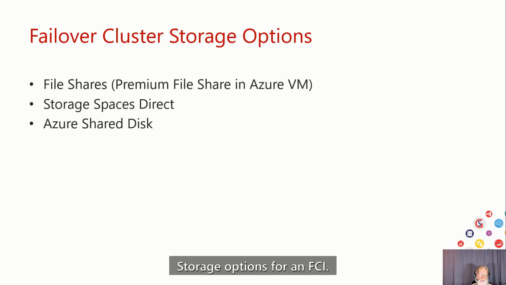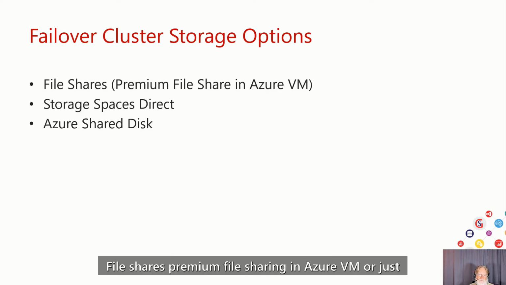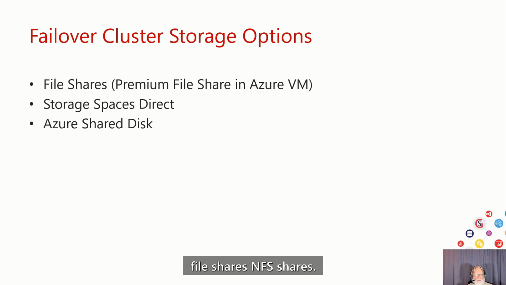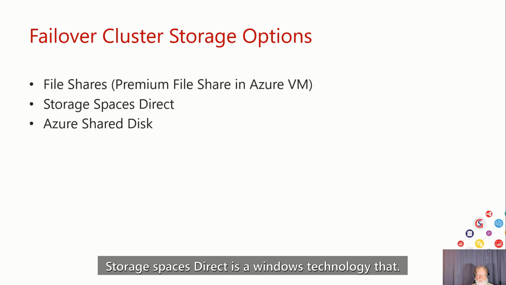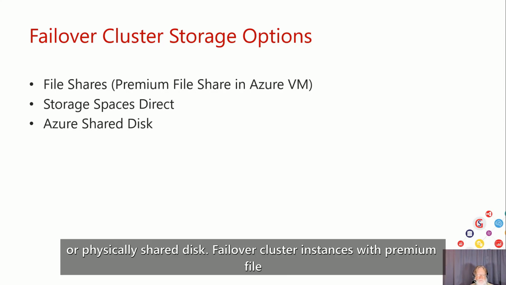Storage options for an FCI: file shares, premium file share in an Azure VM, or just file shares, NFS shares. Storage Spaces Direct is a Windows technology that gives you the illusion of a single disk, or Azure Shared Disk, or physically shared disk.